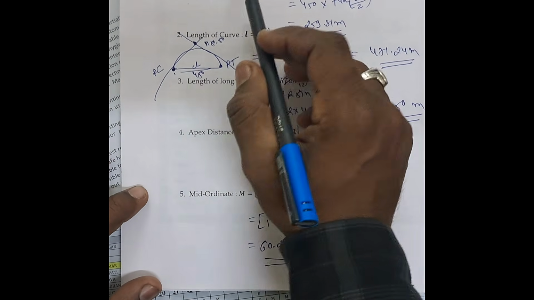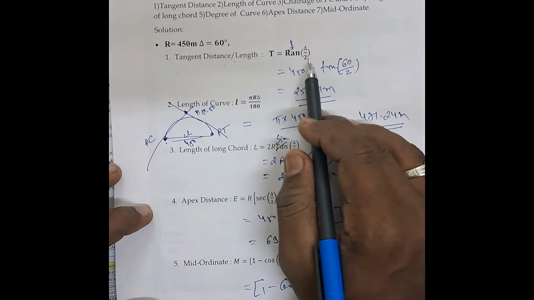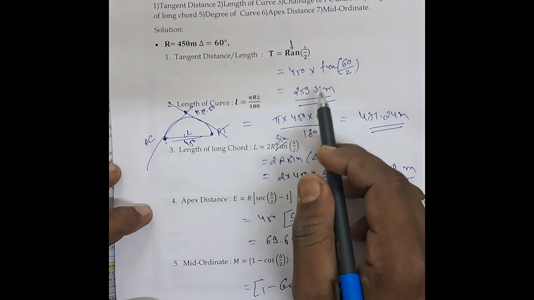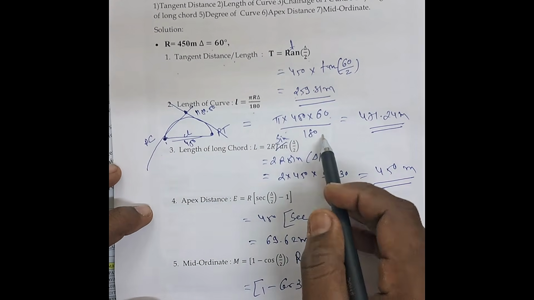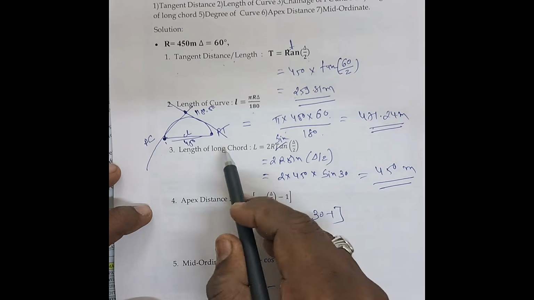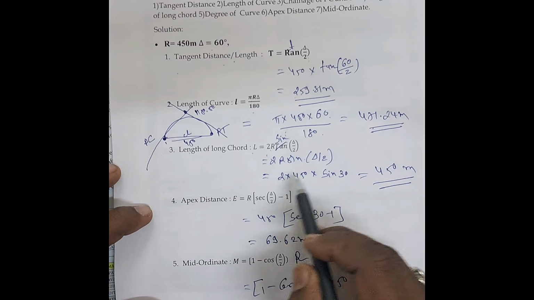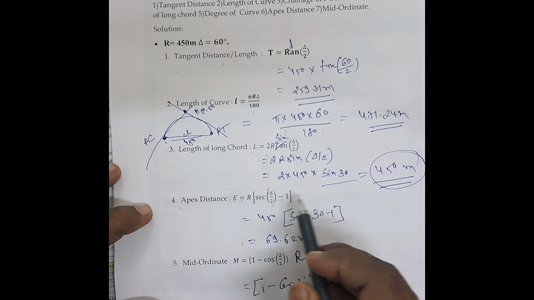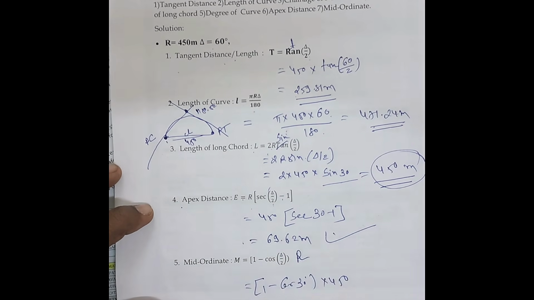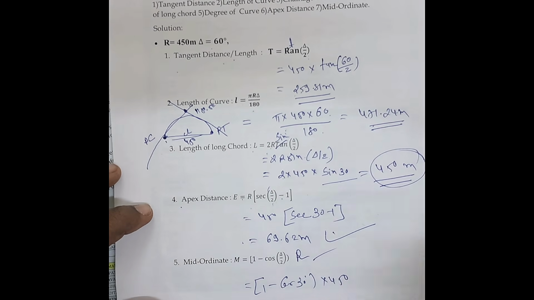Okay, this will be your tangent length. Tangent length T means R tan delta by 2; delta is given to you, that is 60 degrees. Then length of the curve L is pi R delta by 180. Delta is given, R is given, put the value and you will get your answer. Then length of the long chord is 2R sin delta by 2; put the value and you will get your answer. Again, apex distance is R into sec delta by 2 minus 1; put the value and you will get the answer. Mid-ordinate is R into 1 minus cos delta by 2; put the value and you will get your answer.